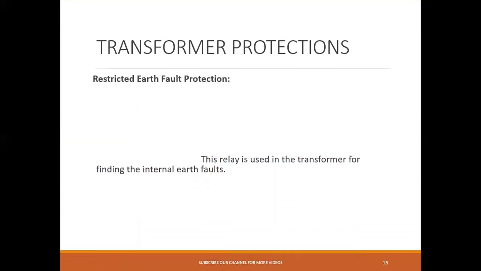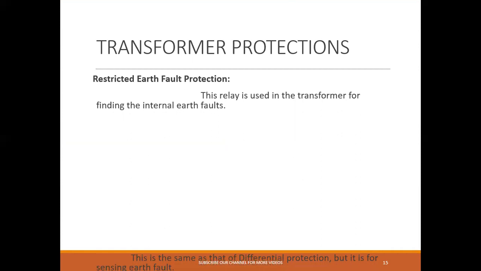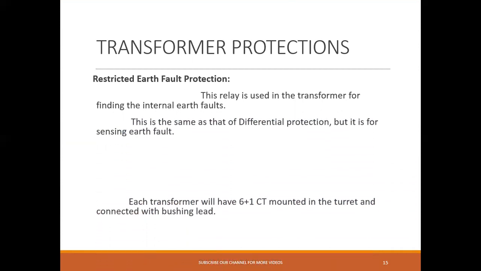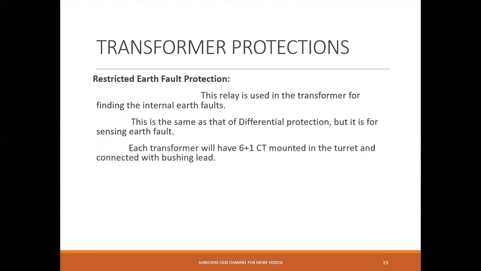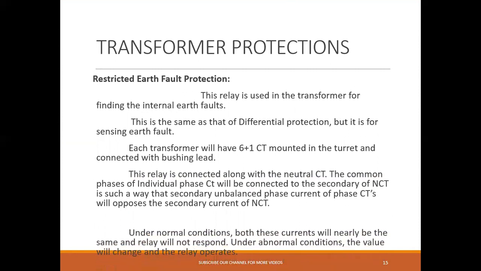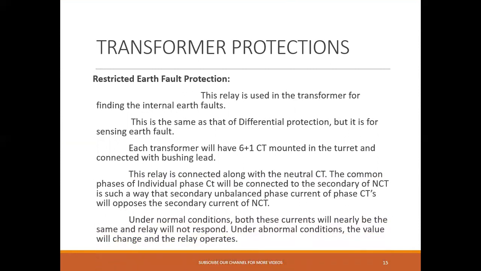Then our next point is the restricted earth fault protection, in which the relay is used in the transformer for finding the internal earth fault. This is the same as that of differential protection, but it is for sensing the earth fault. Each transformer will have 6 plus 1 CT mounted in the turret and connected with the bushing lead. This relay is connected along with the neutral CT.